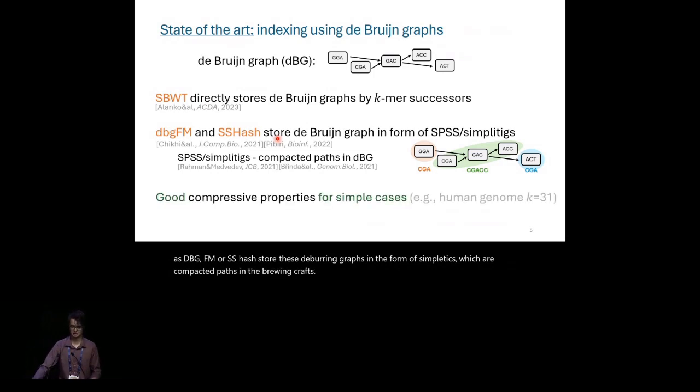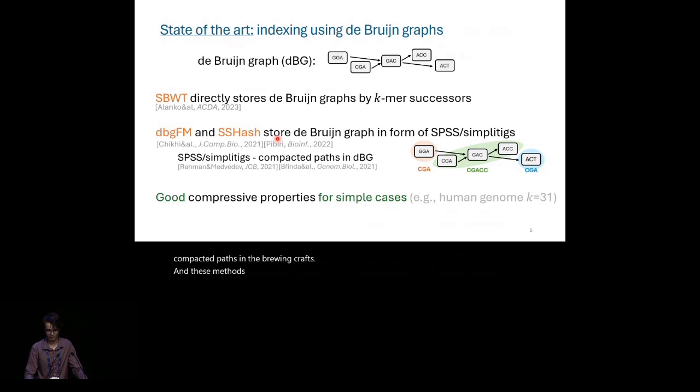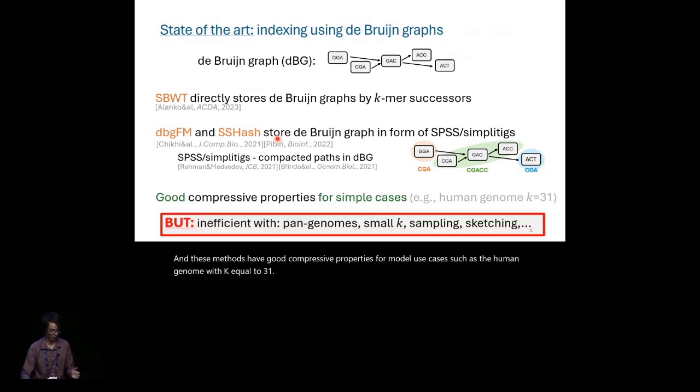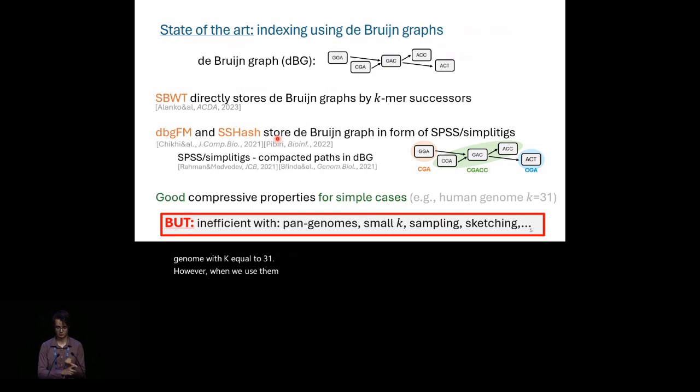And these methods have good compressive properties for model use cases, such as the human genome with k equal to 31. However, when we use them with pangenomes, with small k, or we use subsampling or sketching, they become highly inefficient.